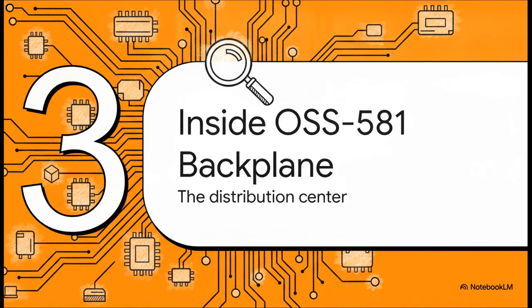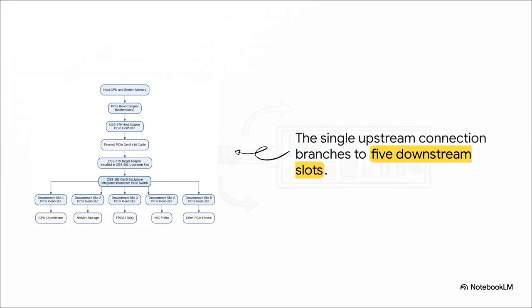Okay, Section 3. Inside the OSS 581 backplane, let's take a closer look at this distribution center. Inside the backplane, we see an exact 1-to-5 splitting action. Looking at this architecture, that single upstream connection comes in from the host, hits the integrated Broadcom PCIe switch, and then simply branches out to 5 independent downstream Gen 5 X16 slots. This backplane acts as the ultimate distribution center for those new downstream offices we talked about.